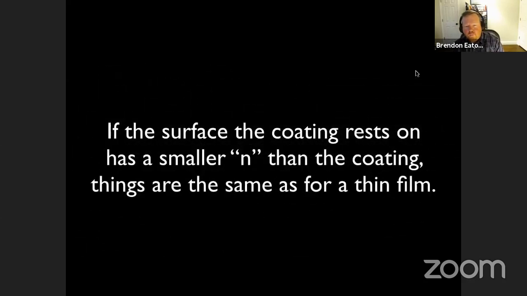But if the surface of the coating is resting on something that has a smaller n than... I'm sorry, Mr. Mancino, what am I trying to say here?